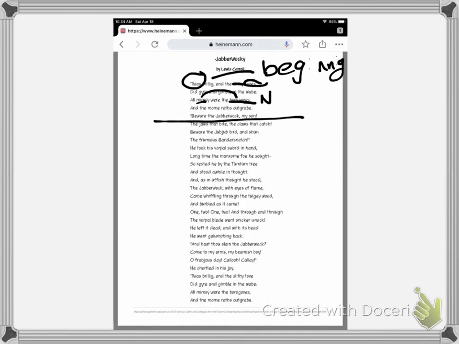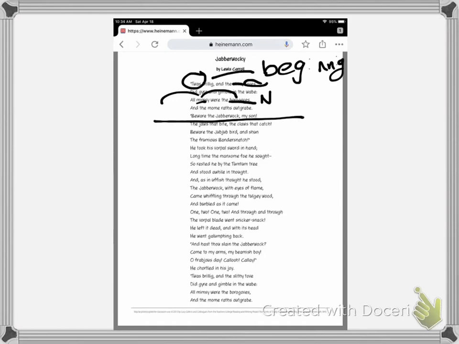And the mome raths outgrabe. So maybe outgrabe, outgrow is what I'm thinking of. Going back to mimsy, maybe thinking of something kind of flimsy. So the borogoves are kind of flimsy, like butterflies or something. And the mome raths outgrabe.